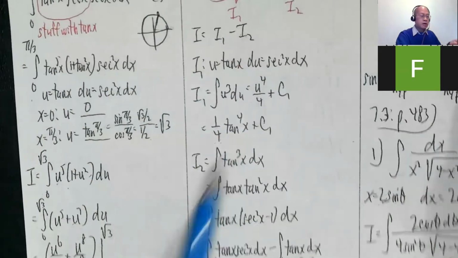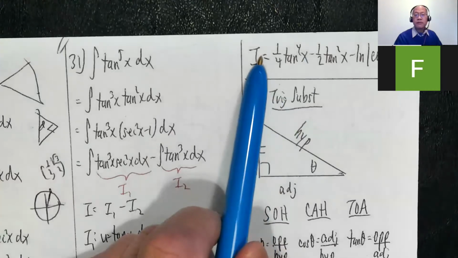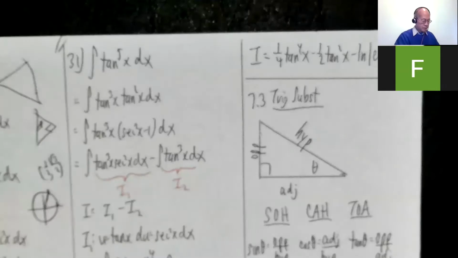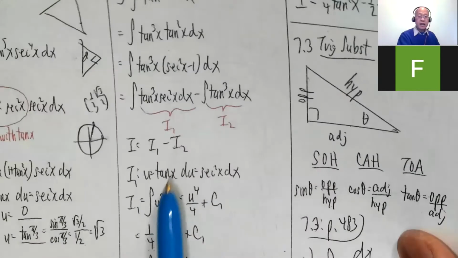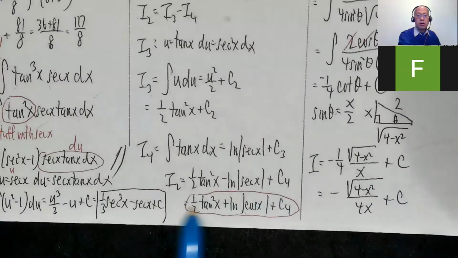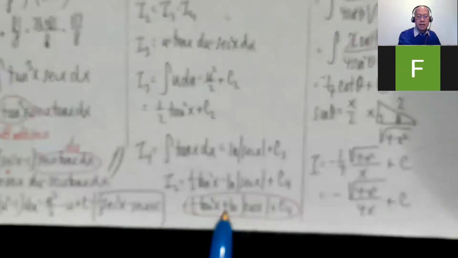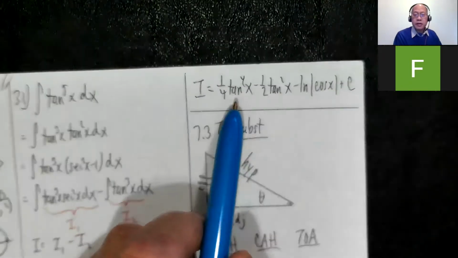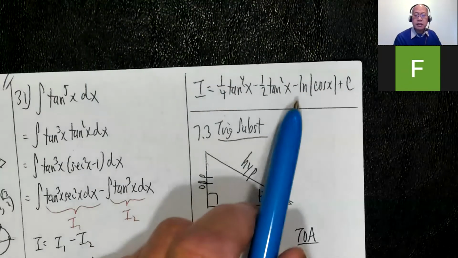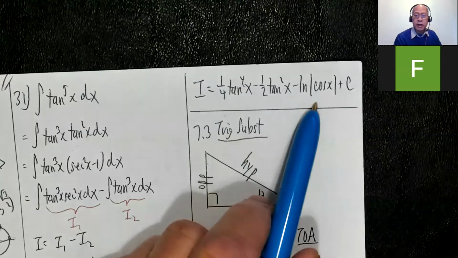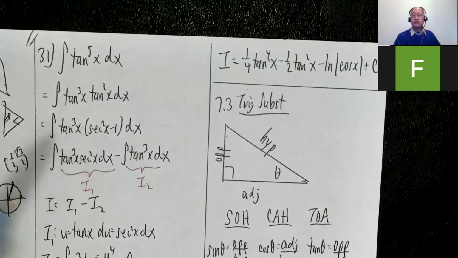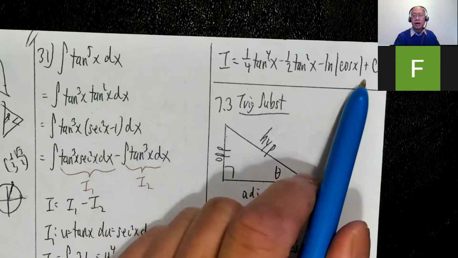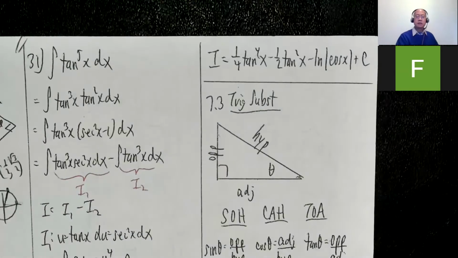So the original I1, 1/4 tangent to the fourth x, minus I2. So I subtract all this stuff, which means that's a minus, that's a minus. So 1/4 tangent to the fourth x minus 1/2 tangent squared x minus ln absolute value of cosine x. And then the C1, C2, C3 all combined, I can now finally say is just plus C. And there we go. Okay.